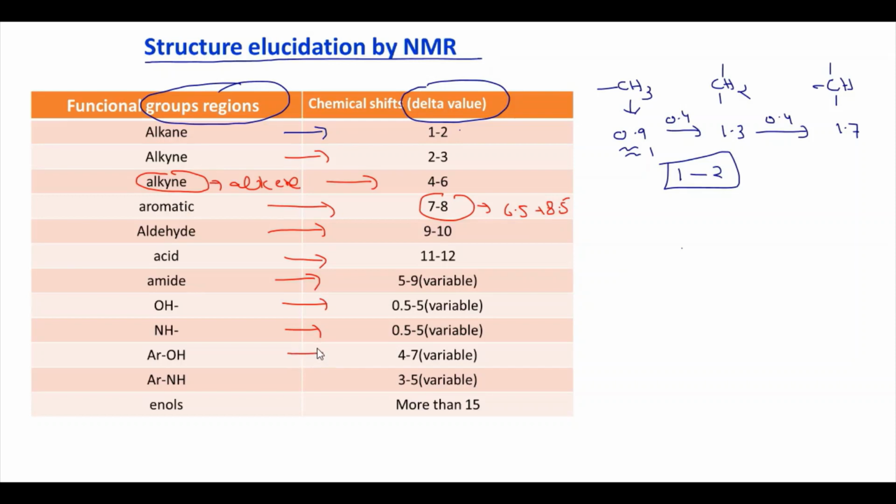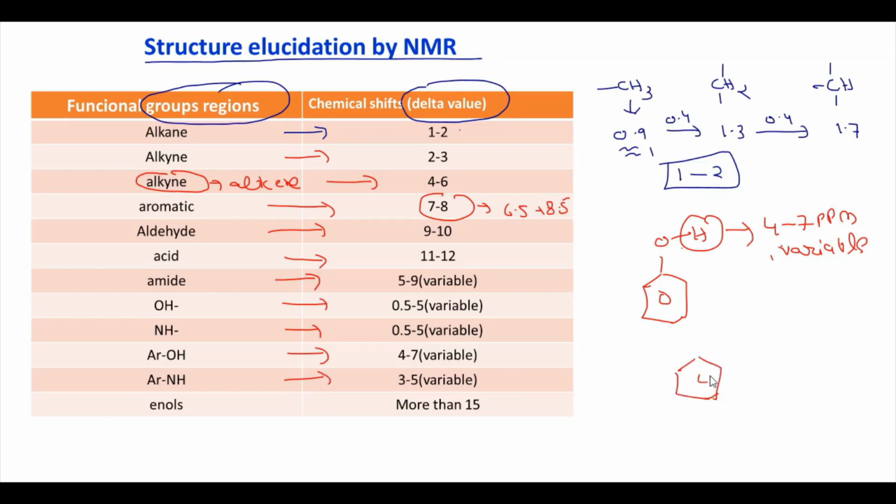Next is the phenolic proton. This is not an aromatic proton, this is actually a phenolic OH proton, and its value comes under 4 to 7 ppm and it is also variable. Next is the aniline proton, this type of proton is aniline NH, and its value comes around 3 to 5. Now last is the enol proton. Look at the value, it is more than 15. So these are the delta values corresponding to the functional groups.